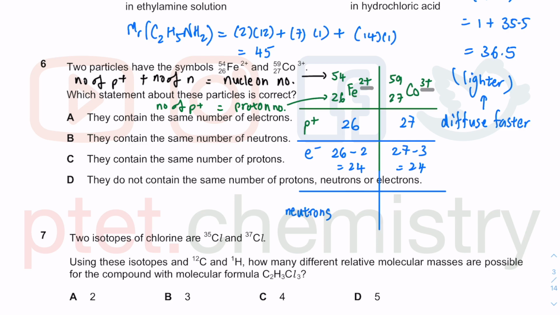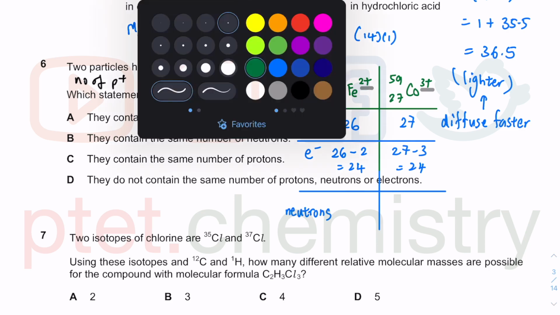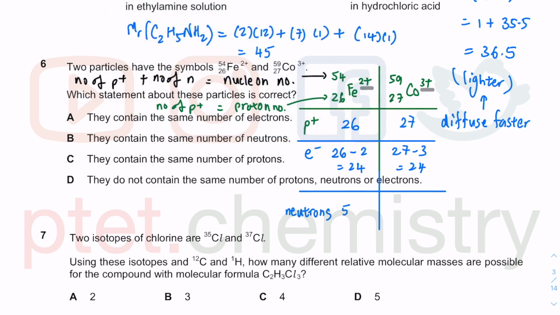Take the bigger number on the top left minus the smaller at the bottom left. These are international standard notation stated in the syllabus. So 54 minus 26, do that on your calculator and you get 28 neutrons. 59 minus 27 and you get 32 neutrons.